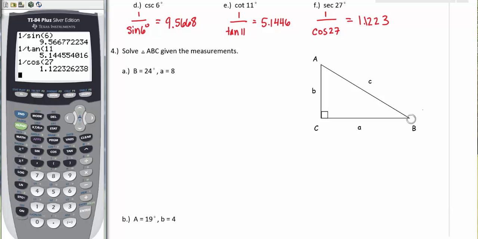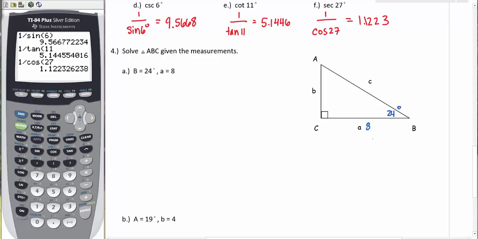Okay. So the last piece of math that we're going to do today is to solve triangles. So when you label triangles, you always label capital letters for your angles and lowercase letters for your sides. And opposite sides should have the same letter, except for the angle is capital and the side is lowercase. So let's label this triangle. B is 24 degrees and a is 8. And I need to find all missing angles and all missing sides.